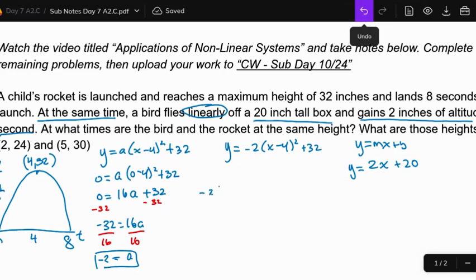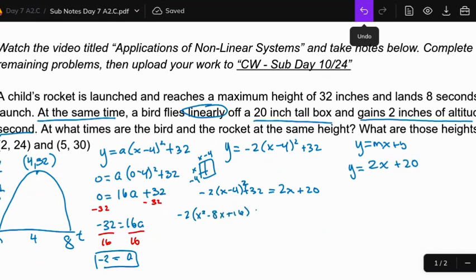to each other. So negative 2 times (x minus 4) squared plus 32 is equal to the 2x plus 20. So I'm going to start by multiplying out the (x minus 4) squared by doing the box on that. So I'm going to let you all take a moment to pause the video to try that out. We should be getting negative 2 times (x squared minus 8x plus 16).